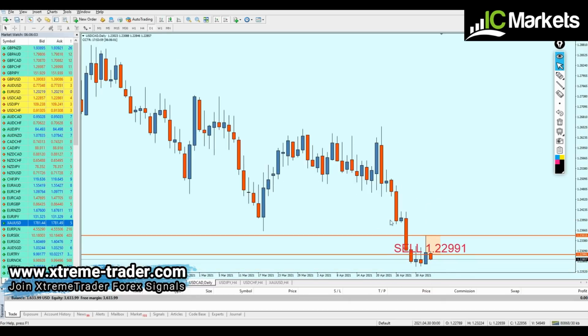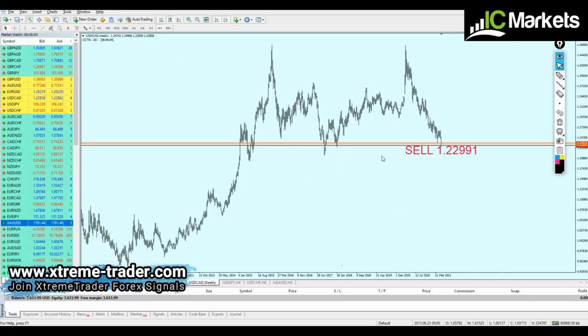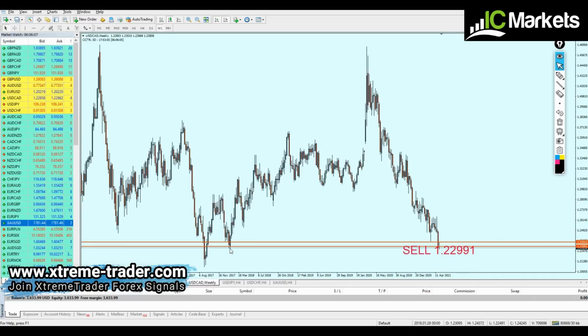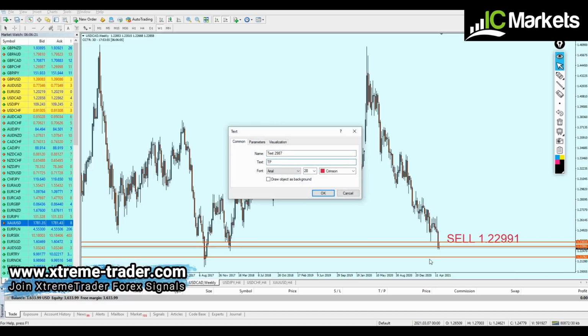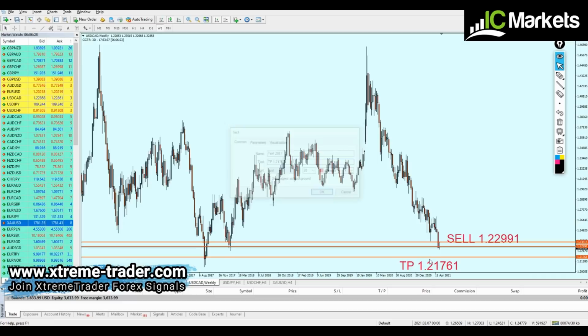So let me just make sure of the target, we have to switch to the weekly chart right now, and the target of course will be right here, the lowest level of the previous support level. So the target will be about 122 pips, hopefully gonna be in a very good profit. So therefore the take profit level will be on the lowest level of the support at 1.21761.